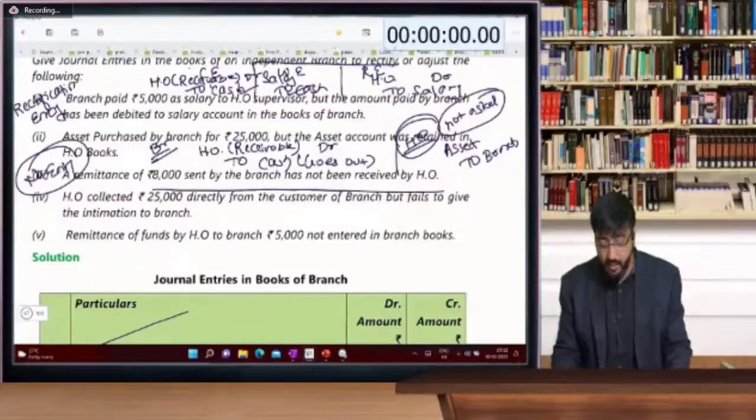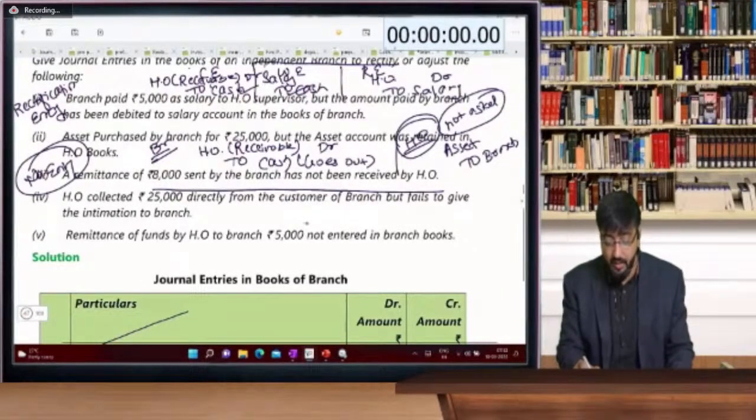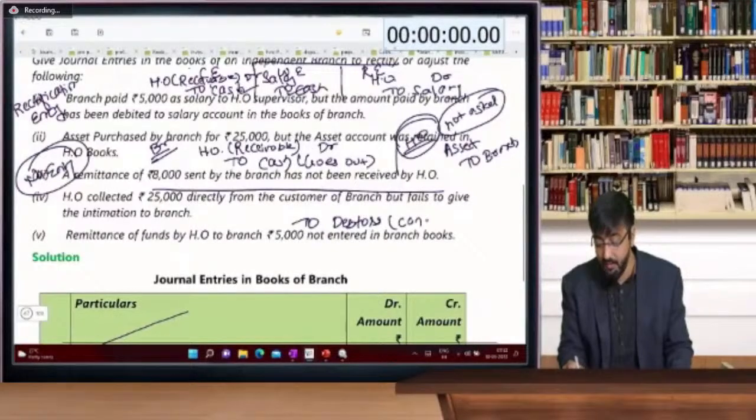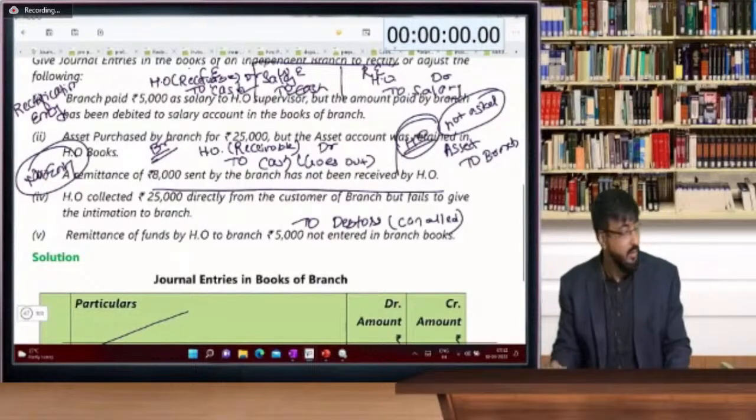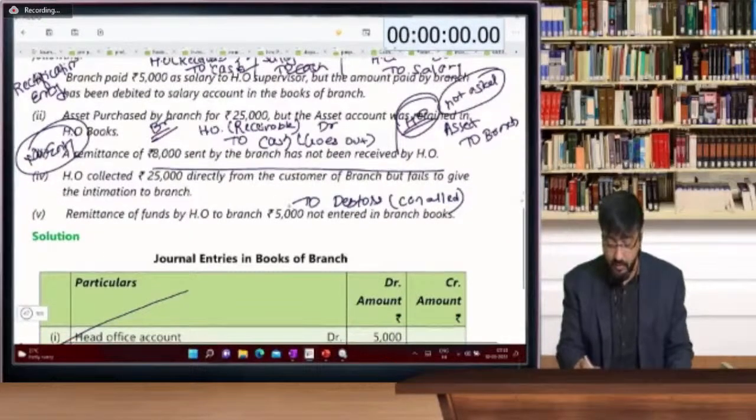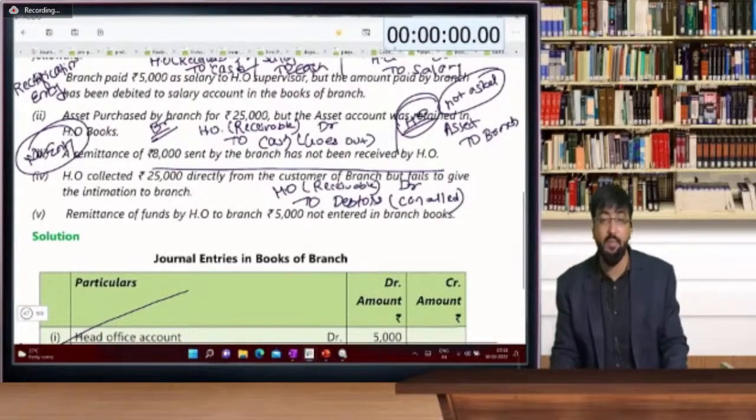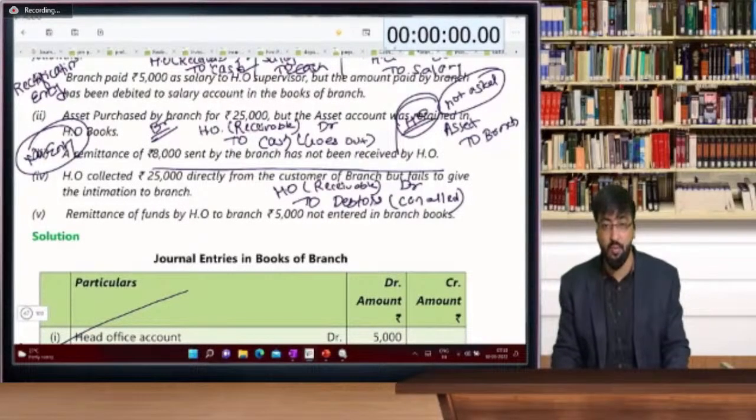HO collected 25,000 directly from the customer of the branch, but failed to give intimation to the branch. Very simple. Debtors will be cancelled in the branch books, and this amount is receivable from HO. So debit HO account in the branch books, and credit the debtor.